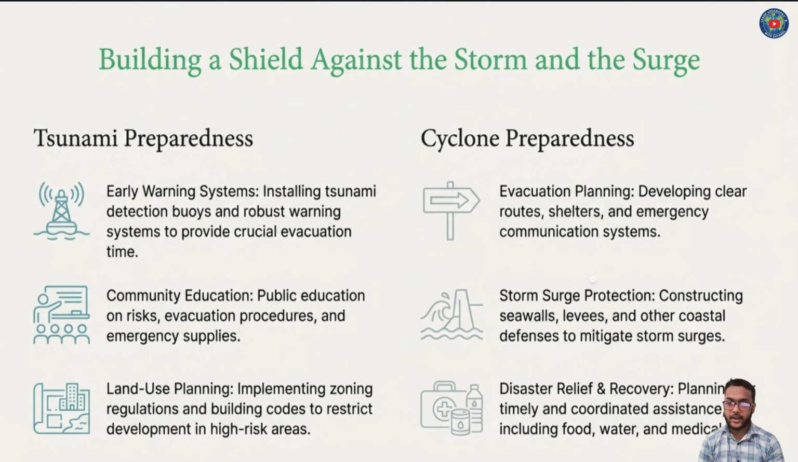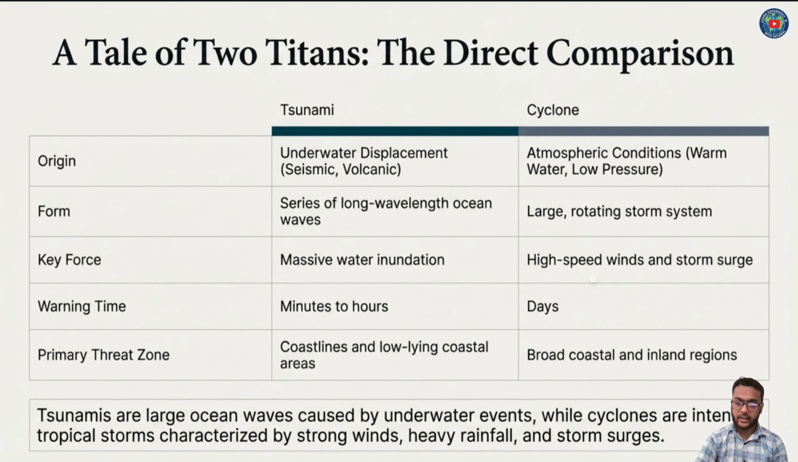Similarly, cyclone preparedness. Evacuation planning: developing clear routes, shelters, and emergency communication systems. Storm surge protection: constructing seawalls, levees, and other coastal defenses to mitigate storm surges. Disaster relief and recovery: planning for timely and coordinated assistance, including food, water, and medical care.